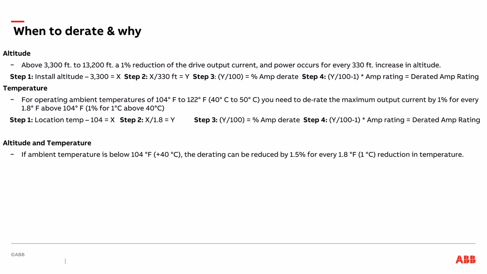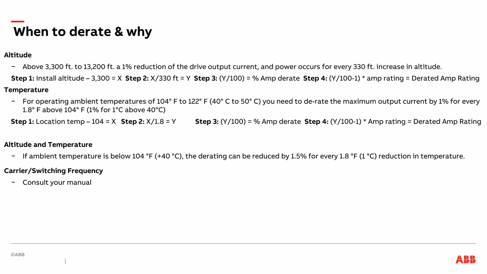Altitude and temperature can be used to avoid a derate. If the ambient temperature is below 104 degrees Fahrenheit, the derate can be reduced by 1.5% for every 1.8 degrees Fahrenheit reduction in temperature. So for an example, if I was in Albuquerque, New Mexico, at an elevation of 5,312 feet with an ambient temperature of 85 degrees in the location where I'm installing the drive, and I'm installing a 124 amp ACH 580 drive, I would have to derate around 6% based on the altitude, knocking the drive rating down to 116 amps. But with the temperature being 19 degrees under the 104 degrees Fahrenheit, the rating for the drive would then increase back up to 117 amps. You would be able to subtract around 15% of that derate of 8 amps, so that it would end up being 7 amps instead. This is a specific example, but remember you can't use this analysis to get more current out of the drive than the maximum label rating.